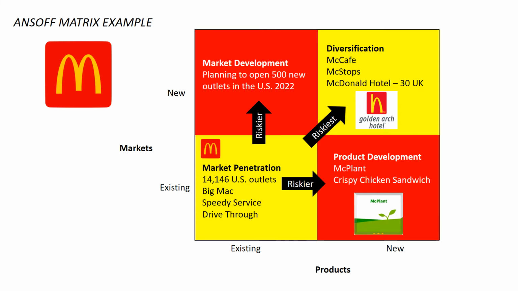McDonald's is a good example to use for this strategic model or template. From its market penetration of 14,146 fast food outlets, McDonald's could enter new markets, such as it is planning to do in 2022 when it opens 500 new stores in the U.S. In product development, it could take on more risk by adding things like McPlant or the crispy chicken sandwich to its menus. The riskiest option is diversification. An example would be the 30 Golden Arch Hotel McDonald's, which recently opened in the UK.